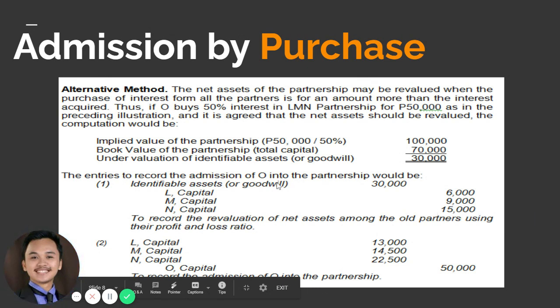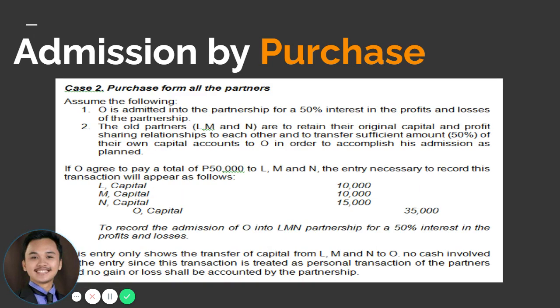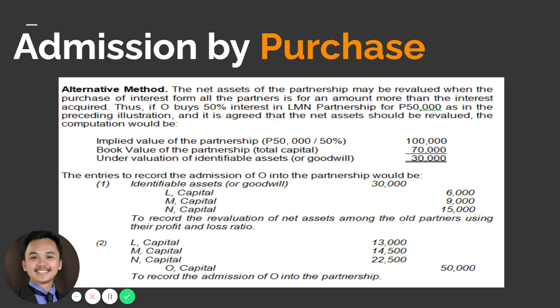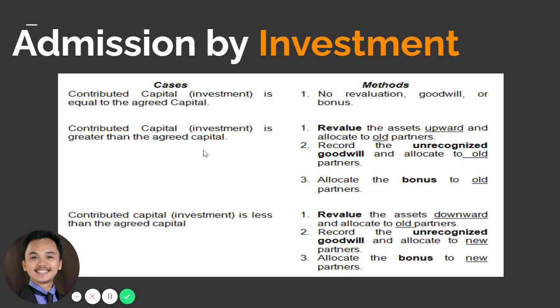Although we have two methods, the first one and the alternative method, what is being used is the first illustration. The alternative method is not commonly used in practice. So if the problem is silent as to which method will be used, then we will use the previous method discussed compared with the alternative method. Okay, that is admission of a partner by purchase of interest.